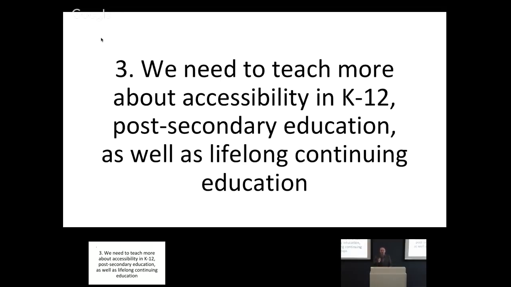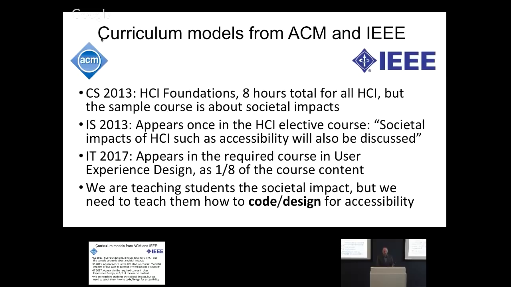So my third guideline for how we can improve accessibility is that we need to teach more about accessibility. We need to do this in K-12 education. We need to do this in post-secondary education, and that's what I'll talk about. We need to do this in lifelong continuing education. We need to make sure that we are teaching about accessibility.